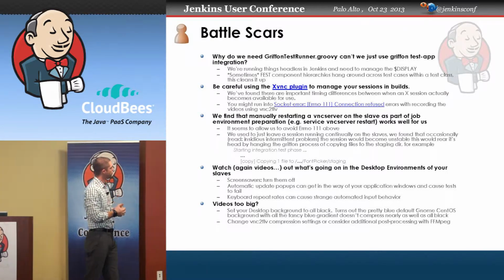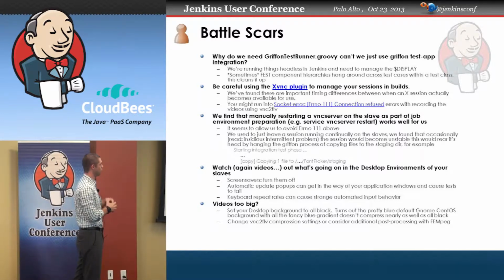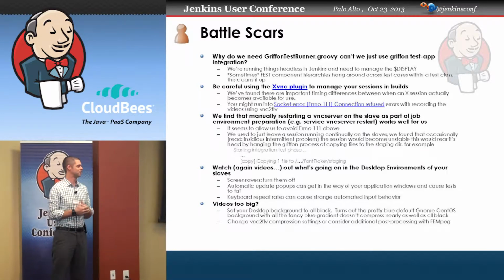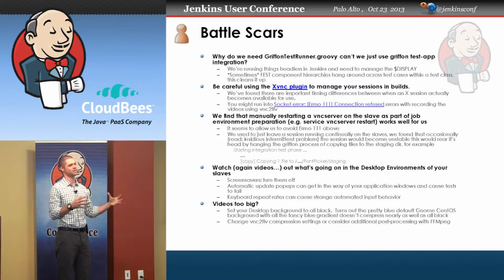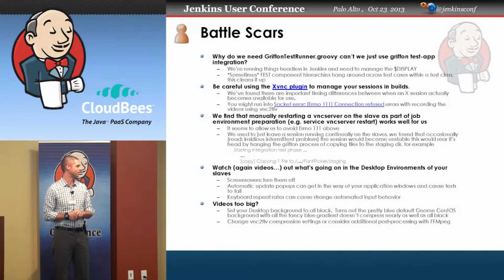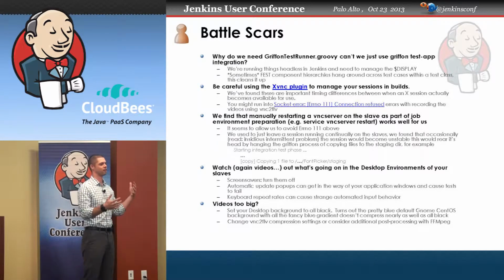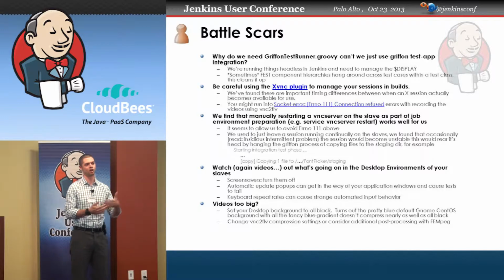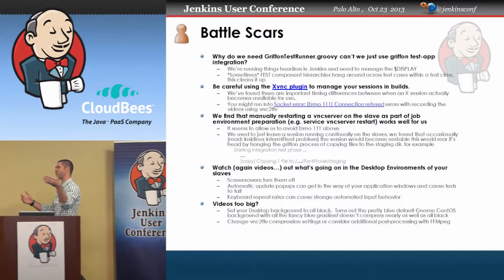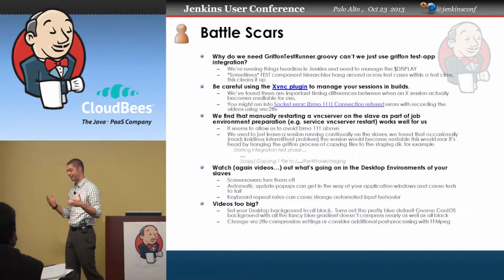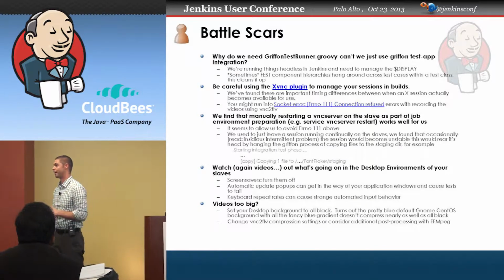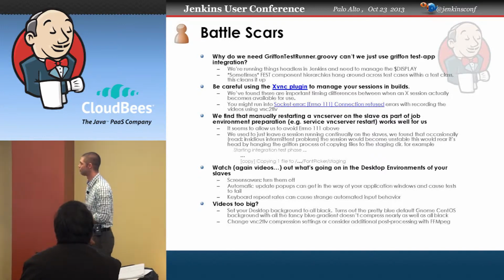The next thing here: again, watch the videos. This was interesting in that your desktop environment and your window managers can lead you into some really interesting things. You might have a screensaver that kicks on, or an automatic update window that pops up in front of your UI, and then the mouse won't be able to click on whatever it is you're trying to click on. If you don't watch the videos, you never know that. It's very difficult to see just from the test reports.